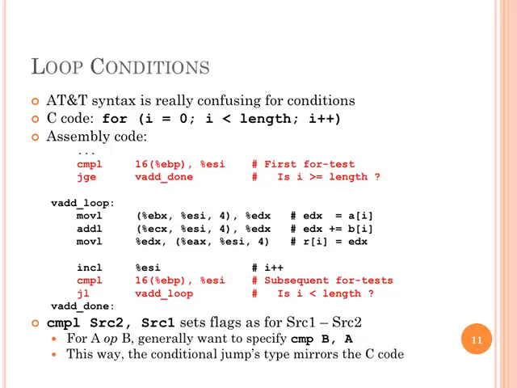So that's my preference. You can certainly do this the other way around, where you say, well, I'm actually going to say cmpl %esi, 16(%ebp). But then, good luck figuring out, I guess that would be JL, right? Because you're saying is the length less than I. Yeah, see, that already is making my head hurt. So I'm like, forget it. I'll just switch the compare arguments and then it's all fine.